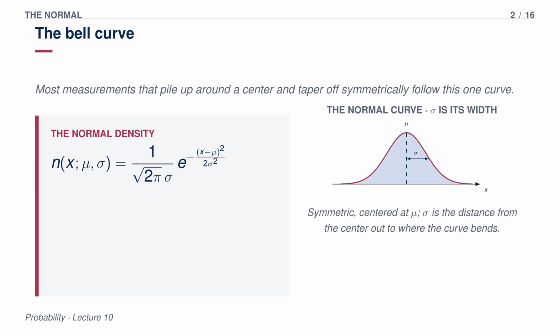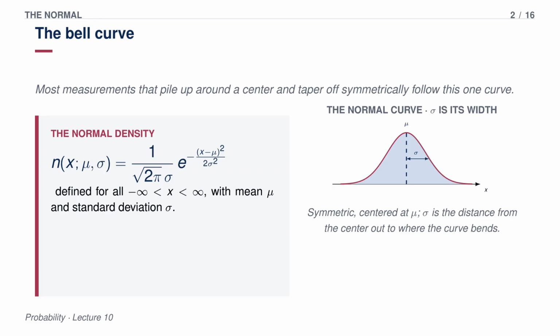This is the normal density. N of x, mu comma sigma, equals 1 over root 2 pi sigma times e to the minus (x minus mu) squared over 2 sigma squared. Don't memorize it, just notice it's that bell. Yeah, don't let the formula scare you.